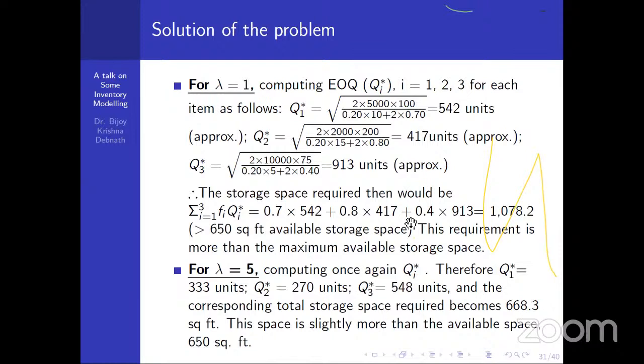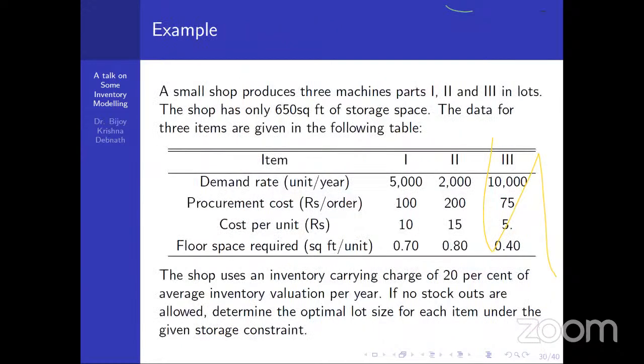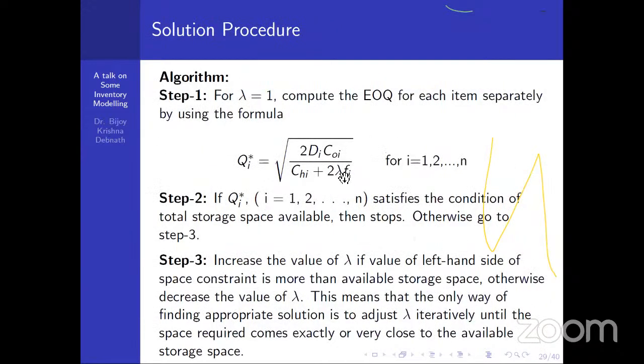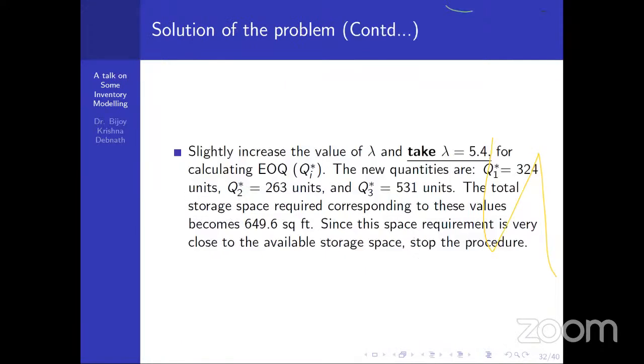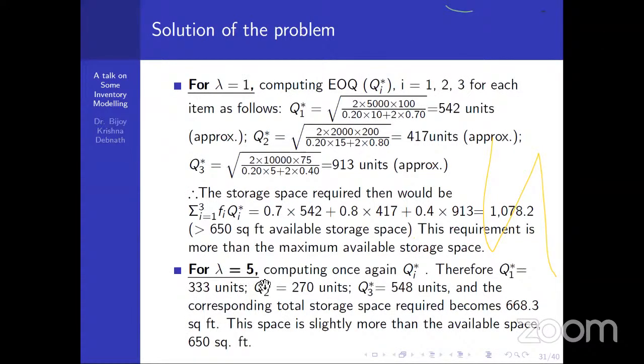So you have to increase the value of lambda, because you see that lambda is in the denominator. So if you increase the value of lambda, you will get a smaller value of Q star, because you need to reduce the Q star. So for lambda equal to 5, we get Q1 star equal to this, Q2 star equal to this, Q3 star equal to this, and the corresponding total storage space required becomes 668.3. Still, it is greater than 650. So you have to increase more.